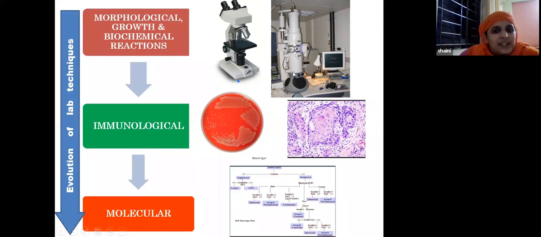And next would be growth characteristics: how the microorganisms grow on media, what media is used, which selective media they grow better on, and the pattern that they show on the various media. Based on that, again, microbial identification is done. This is a tumor. This is a biopsy specimen. Biopsy specimens, again, are classified based on the morphology of the cells and the staining characteristics.